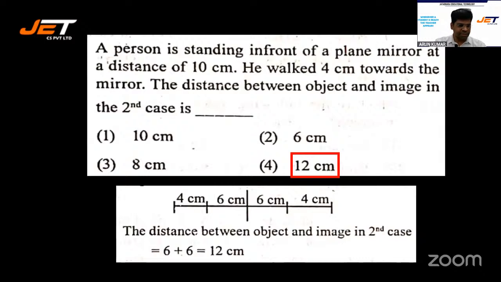It is 6 centimeters. Right? If it is 6 centimeters from the mirror, object is at a distance of 6 centimeters, plane mirror. Image will also be at a distance of 6 centimeters behind the mirror. So distance between object and image in the second case, after moving closer to the mirror, how far is it?